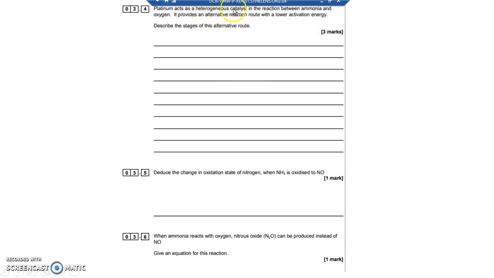Platinum acts as a heterogeneous catalyst. Heterogeneous means it's in a different phase, a different state. So it's going to be solid, and the ammonia and oxygen are gases. So you've got something that's solid and something that's gases, two different states. And it provides an alternate reaction with a lower activation energy. So what it does is it brings the particles together. It binds the particles to its surface. That brings the particles closer together so that they can react, and then it releases them.